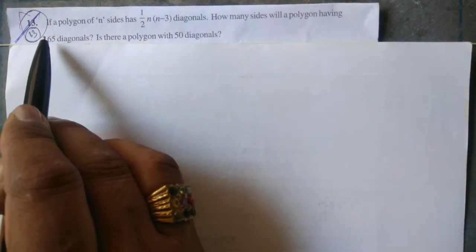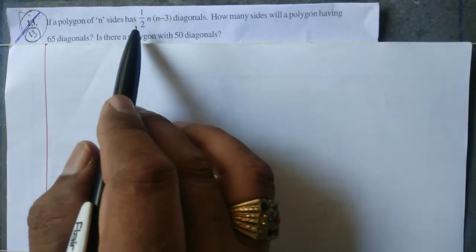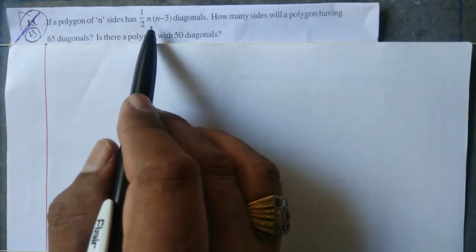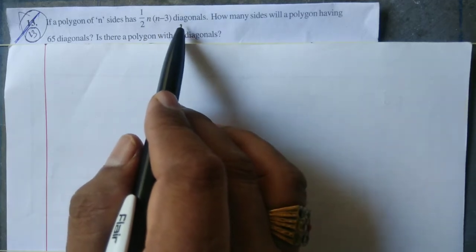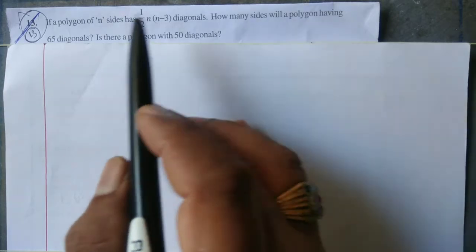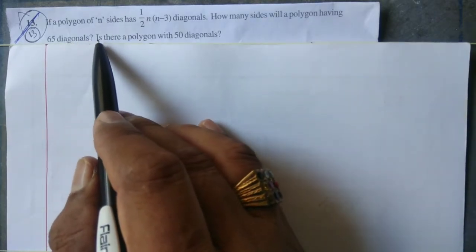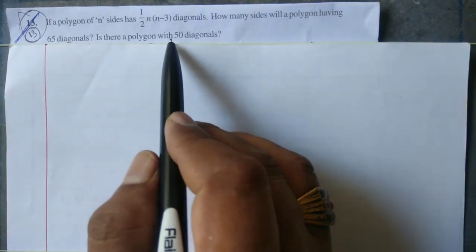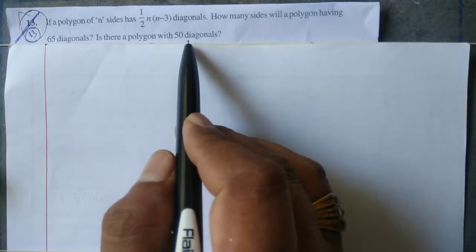Question number 13. If a polygon of n sides has 1 by 2 n into n minus 3 diagonals, how many sides will a polygon having 65 diagonals have? Is there a polygon with 50 diagonals? Solution for problem 13.